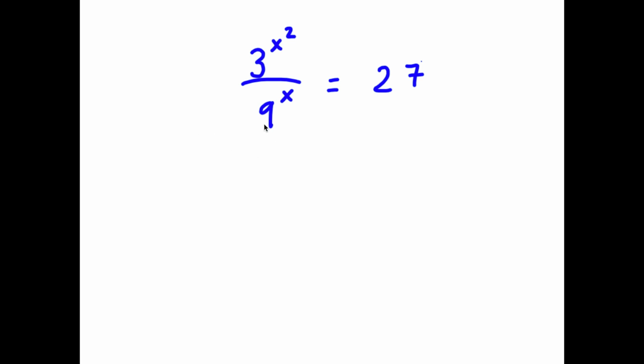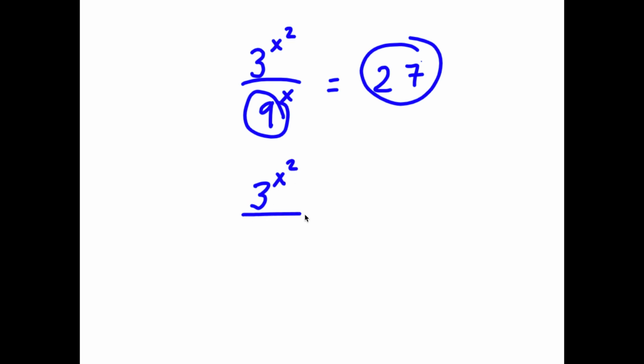Alright, so in this problem, I have 3 to the power of x squared over 9 to the power of x is equal to 27. So I'm first going to start by rewriting 9 as 3 squared and 27 as 3 cubed. So now I have 3 to the power of x squared over 3 squared to the power of x is equal to 3 to the power of 3.